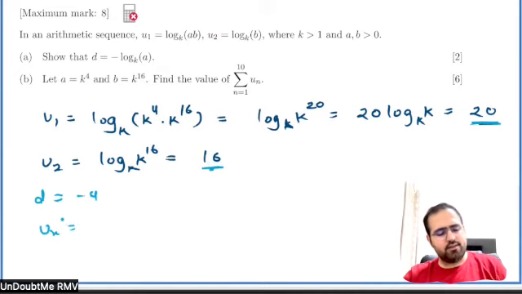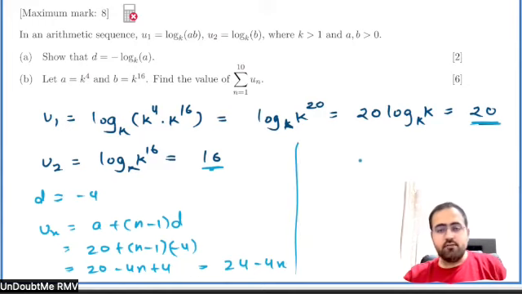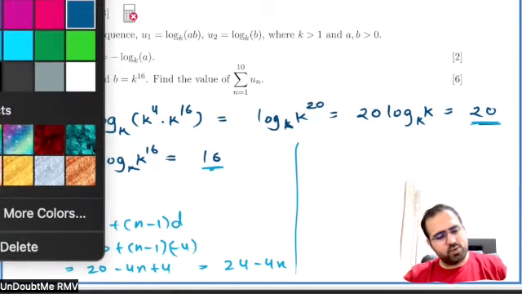Though they are asking the sum of 10 terms, try to do it with this method. So un will be a plus (n minus 1)d. That is, a is 20, plus (n minus 1) times minus 4. That will be 20 minus 4n plus 4. It will be 24 minus 4n. We are done with our un value. I have to find sigma un.